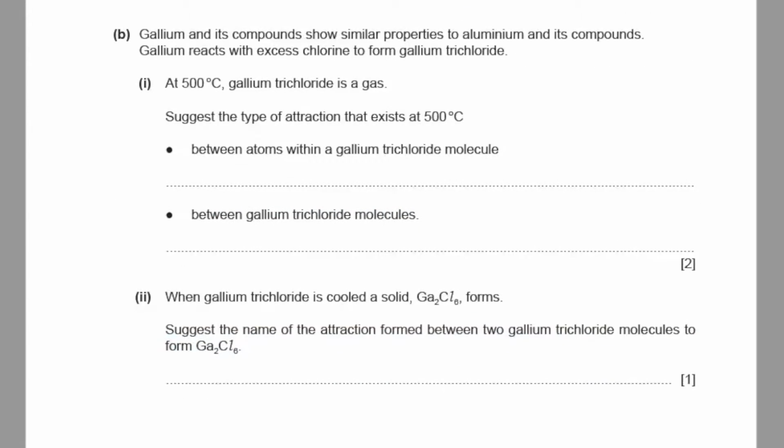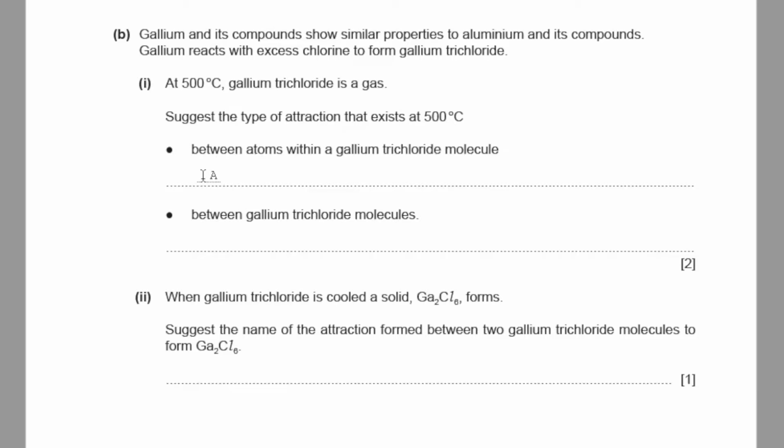Part B. Gallium and its compounds show similar properties to aluminium and its compounds. Gallium reacts with excess chlorine to form gallium trichloride. Part 1. At 500 degrees Celsius, gallium trichloride is a gas, suggest the type of attraction that exists at 500 degrees Celsius between atoms within a gallium trichloride molecule.